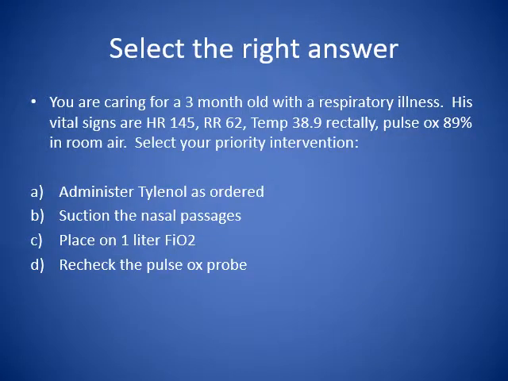So select the right answer. You are caring for a 3-month-old with a respiratory illness. His vital signs are heart rate of 144, respiratory rate of 62, temp 38.9 rectally, pulse ox is 89% on room air. I want you to select your priority intervention. A, administer Tylenol as ordered. B, suction the nasal passages. C, place on 1 liter FiO2. Or D, recheck the pulse ox probe. Take a second, read it again, pick your answer, and then move on.